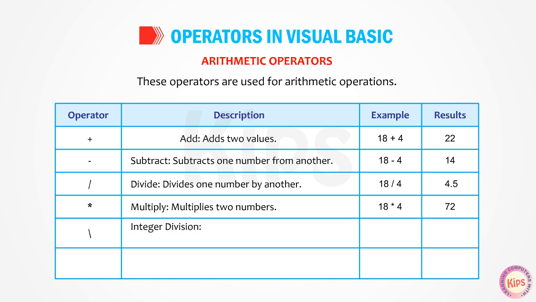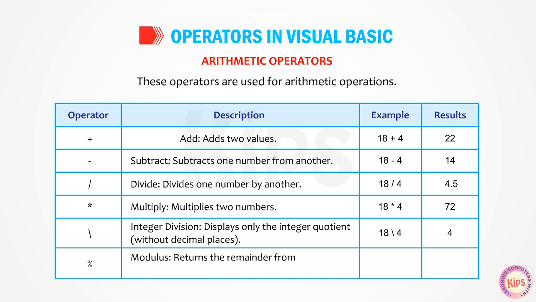Integer division displays only the integer quotient without decimal places. 18 \ 4 gives 4. Modulus returns the remainder from the division operation. 18 Mod 4 gives 2.